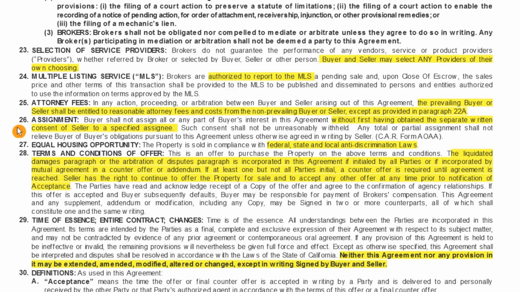And it's also important to note that any total or partial assignment shall not relieve the buyer of the buyer's obligations pursuant to this agreement, unless otherwise agreed in writing by the seller. So if the seller agrees to have somebody else take over either all or part of the contract, the original buyer is still responsible to make sure that they fulfill their duties unless there's a separate written agreement that releases them from that.